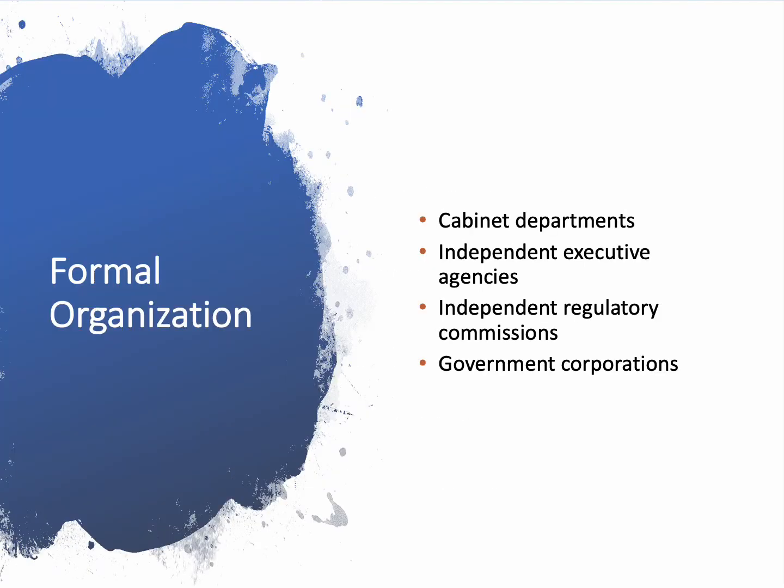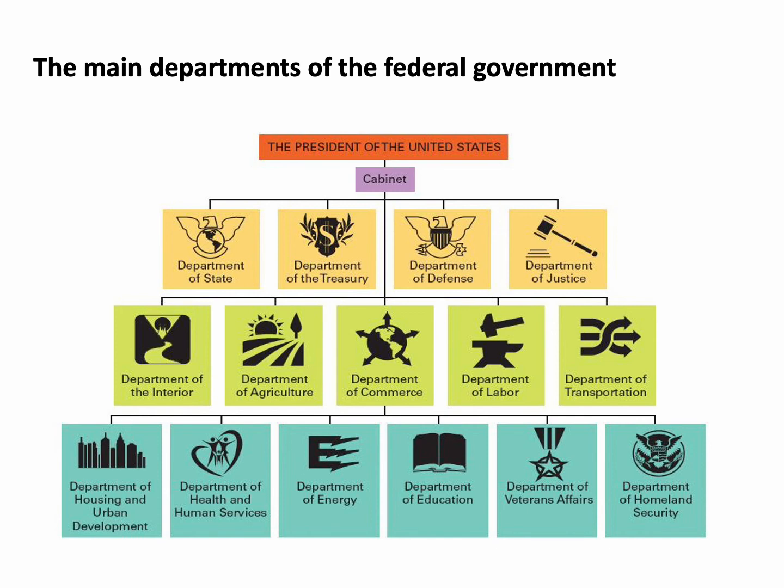Okay. Now, the formal organization of the federal government involves various types of agencies. The four main types are, first, the cabinet departments, which are the most important, independent executive agencies, independent regulatory commissions, and government corporations. These are the main 15 departments of the federal government. We call that the cabinet. Sometimes we call those the cabinet agencies.